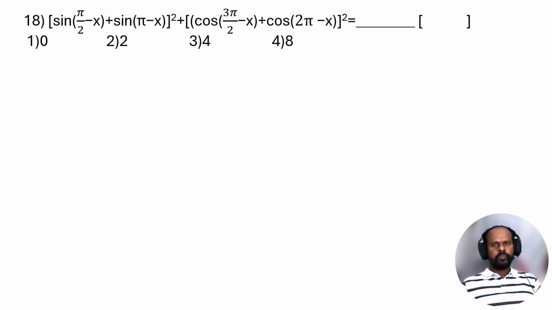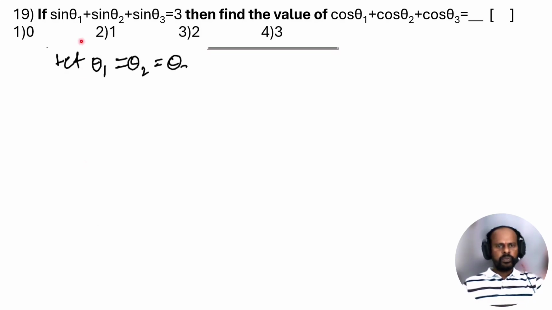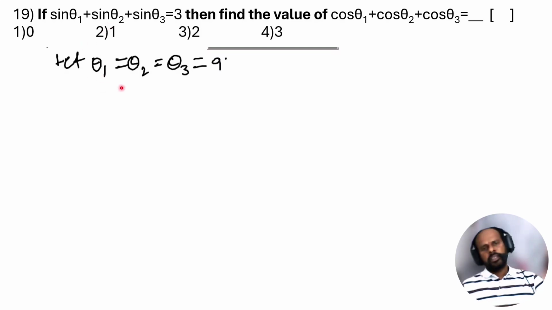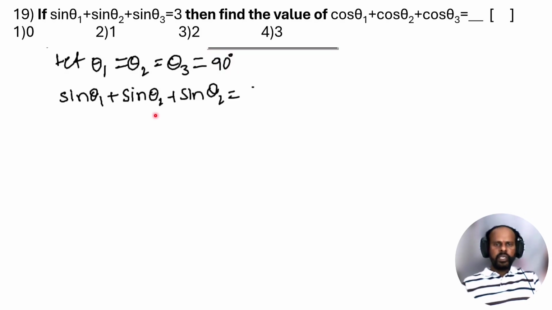It is given that sin theta 1 plus sin theta 2 plus sin theta 3 equals 3. Using this, you have to find the value of cos theta 1 plus cos theta 2 plus cos theta 3. Let us take all three angles, theta 1, theta 2, theta 3, and substitute 90 degrees in all, so that the first condition is satisfied: sin 90 plus sin 90 plus sin 90.